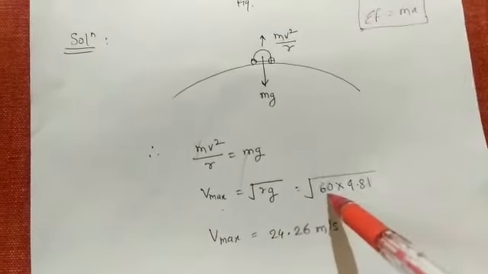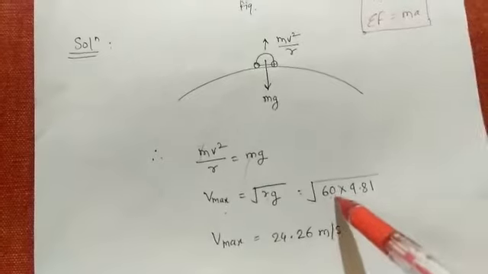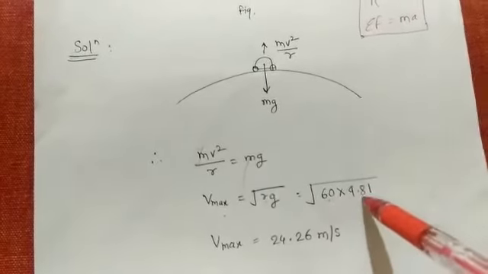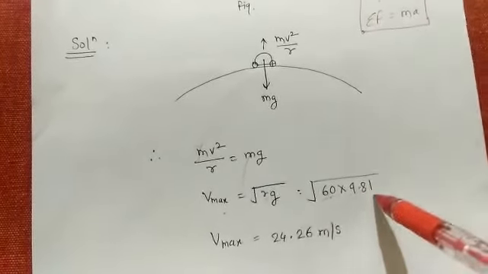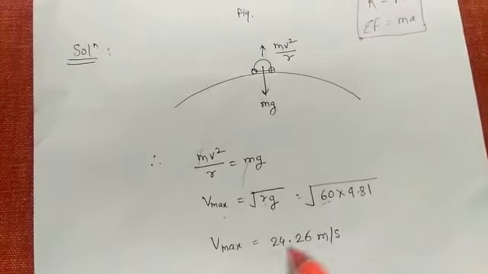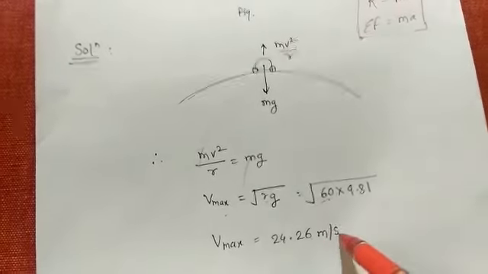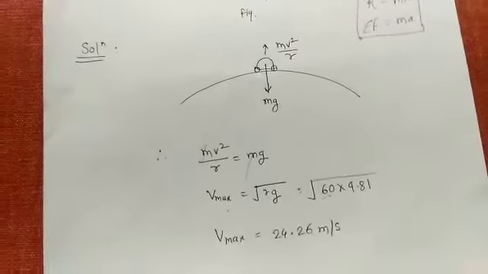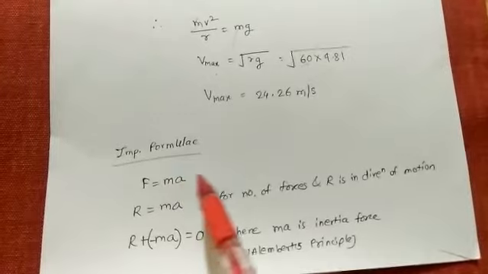R is known to you, that is the radius of curvature, 60 meter, into g value 9.81. It is all under root. So you will get the maximum velocity equal to 24.26 meter per second.